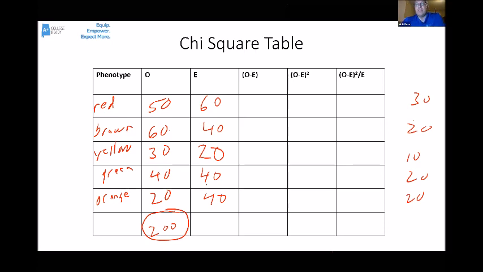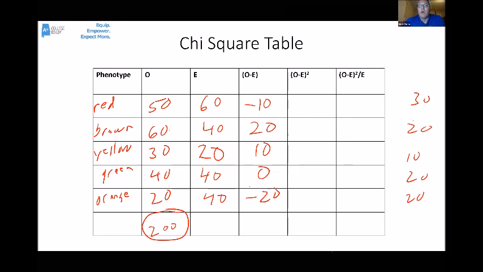All right, to finish this thing up, you just do what these column headers tell you to do. So the next column is O minus E, observed minus expected. So in this case, it'll be 50 minus 60 to get negative 10, 60 minus 40 to get 20, 30 minus 20 to get 10, 40 minus 40 to get 0, and 20 minus 40 to get negative 20.